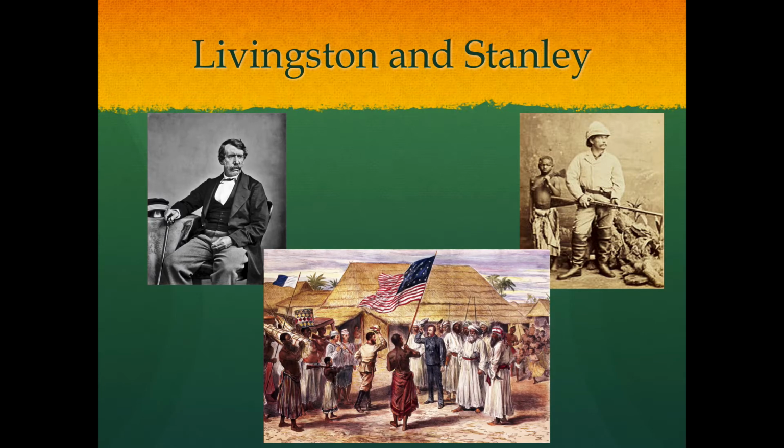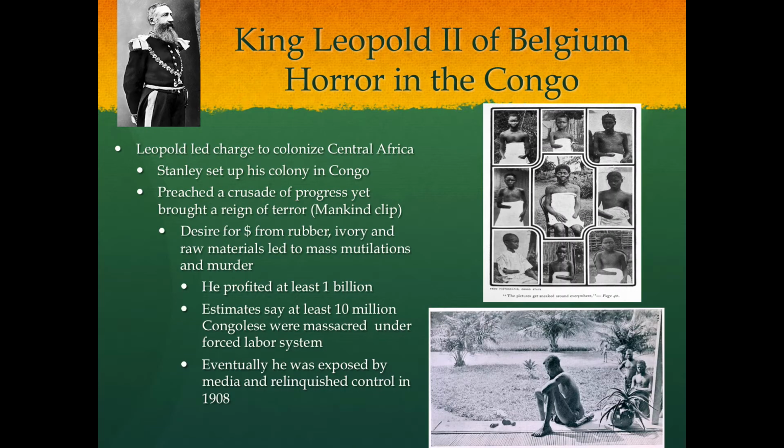So you see, just a quick look at Livingston on the left, Stanley, as you kind of see, is the soldier on the right, and the kind of recreation of their interaction at this village when they found him down here on the bottom. Now, getting back to King Leopold of Belgium, he comes in with this idea that he's going to take the Congo and turn it into this progressive place, bring democracy, bring good things to the Congo. But if you still watch the Mankind clip, he's in there to make money off of rubber, ivory, raw materials, and he makes over $1 billion over a period of like 15, 20 years, if I remember correctly. But he did it at the cost of human life.